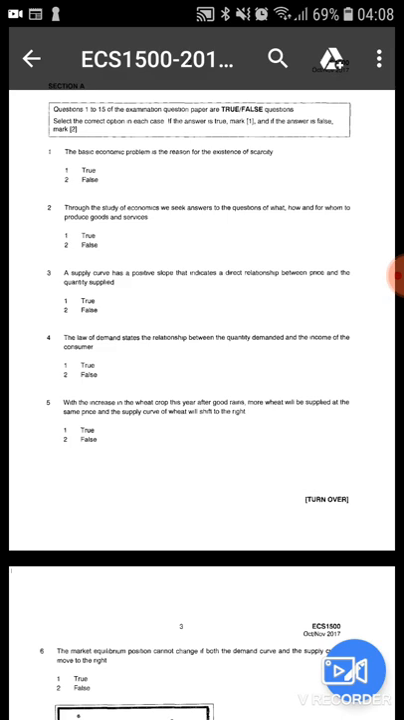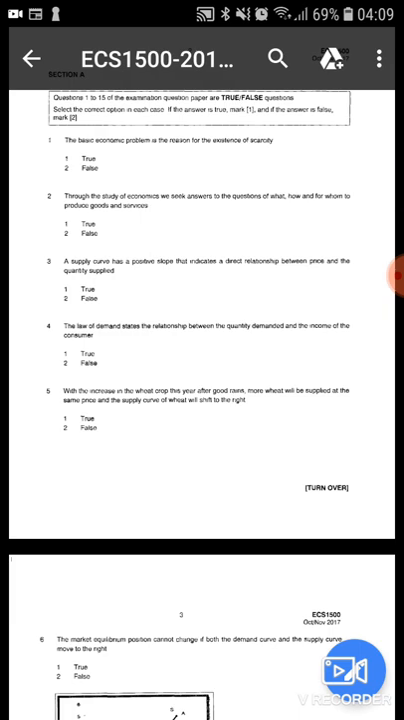So question number 3, the answer is true. Question number 4, the law of demand states the relationship between quantity demanded and income of consumers. No, this is false. The law of demand states the relationship between quantity demanded and market price.